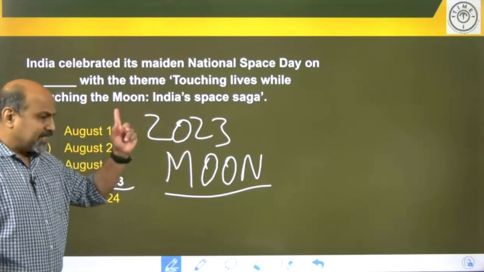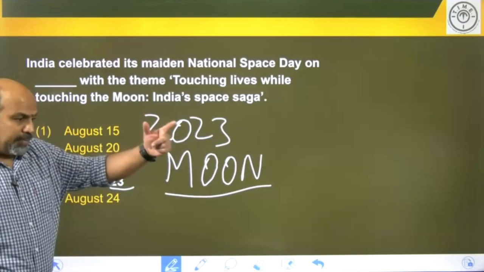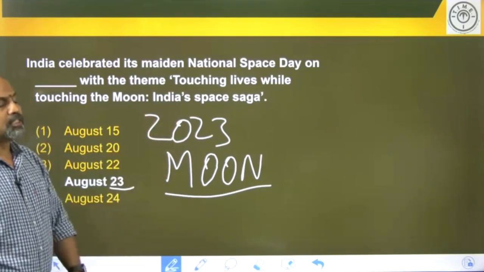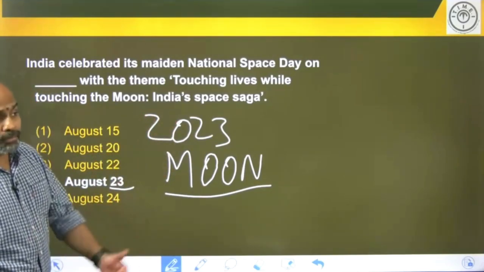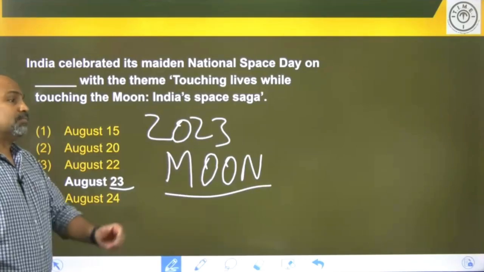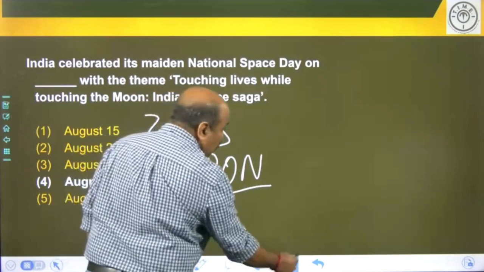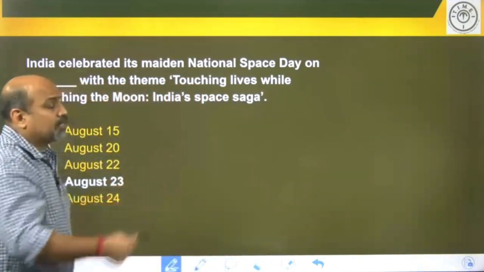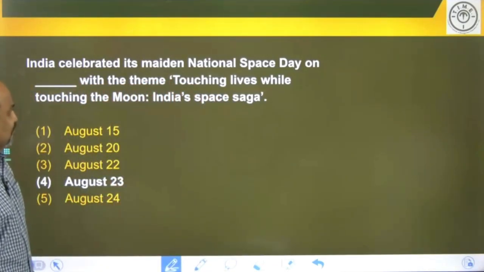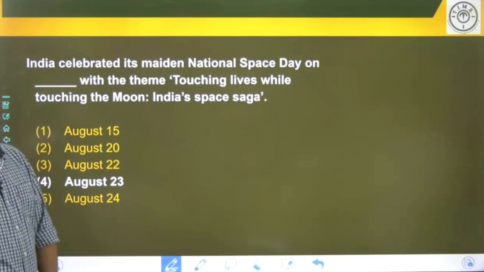Because on this day last year, that is 2023, India became the 4th country to land on the moon, and became the first country to land on the south pole of the moon. Who is the father of India's space program?